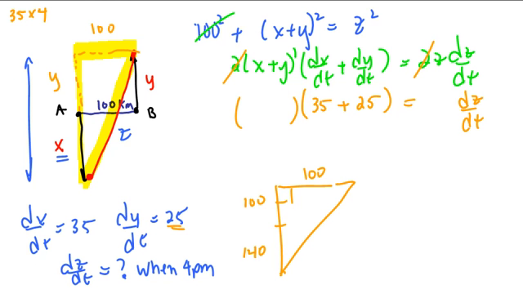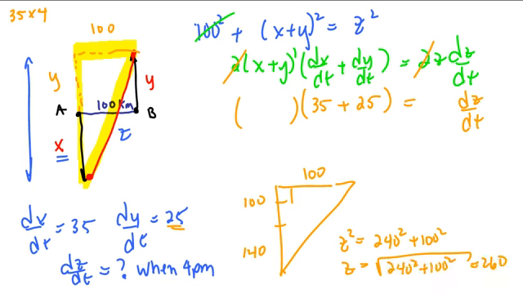So here's my right-angled triangle, and that allows me at this instant in time to figure out what z is. So z squared equals 240 squared plus 100 squared. So z is the square root of 240 squared plus 100 squared, which equals 260. So that means we have the x value is 140, the y value is 100, and the z value is 260. And that leaves one unknown to solve, which is dz by dt.